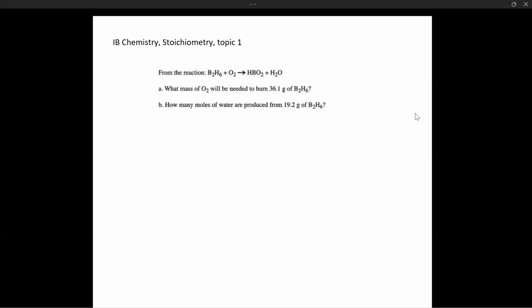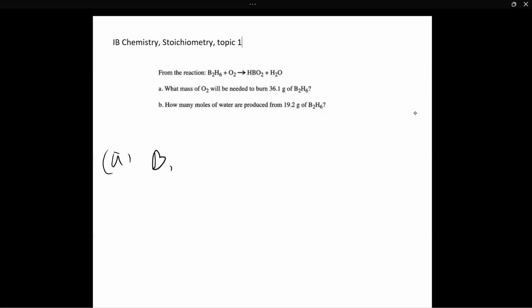So let's look at part A. We've been given an equation over here, which is B2H6 reacts with oxygen to produce HBO2 plus H2O. So this is a combustion reaction. So this is where we combust something. And as you know, in order to combust something, you need oxygen, right? Because I'm sure you've heard of the thing where fires need oxygen to continue. So that's why it's a combustion reaction. You need a lot of oxygen in order to combust or to burn something. So we have this equation over here.